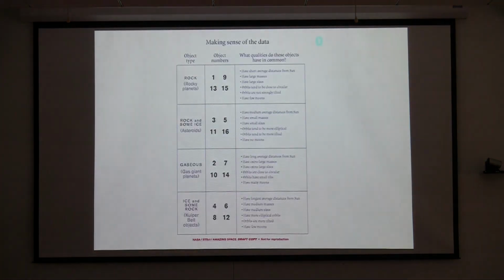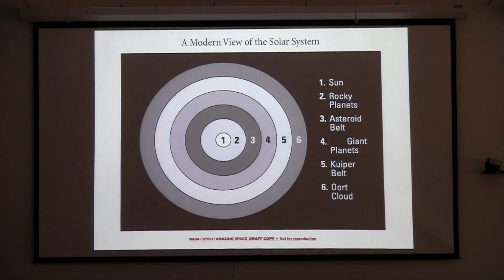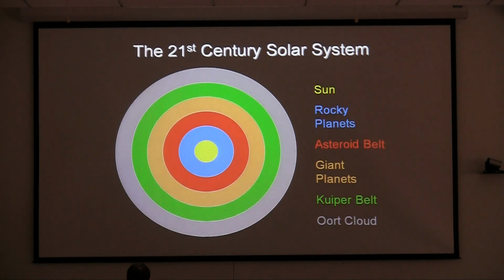Wait a second. So basically, what you come out of this, before we go to the high school thing, is a sense of the solar system that we call a modern view of the solar system, which is the last piece you're getting. I'm going to ignore this for now and go to my PowerPoint version of it, which I like to call the 21st century solar system.